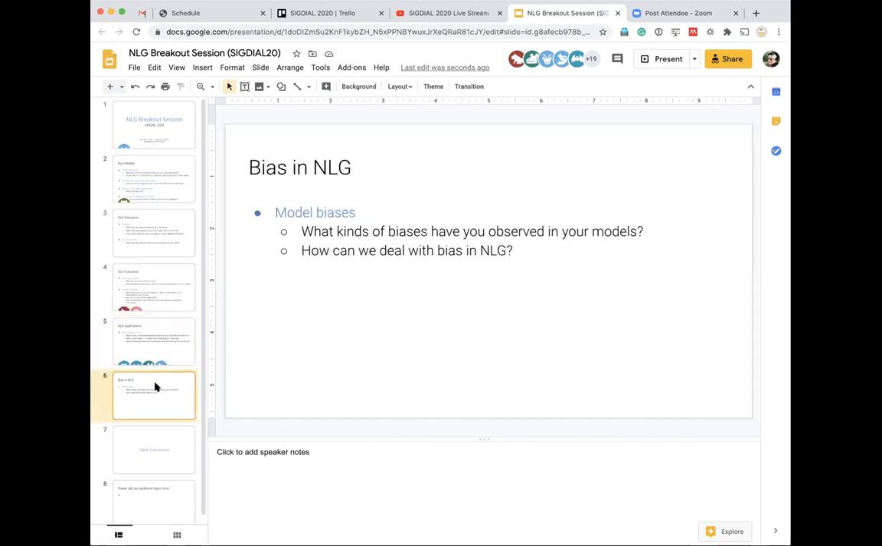Which leads us into bias in NLG. Model biases in general, especially in the world of massive pre-trained models that are trained on all kinds of data and who knows what's in there. There's been recent work on trying to even induce bias and understand what kinds of biases exist in these massive pre-trained models. Has anybody actually observed any biases in their models and would like to comment or have any thoughts about this in general?